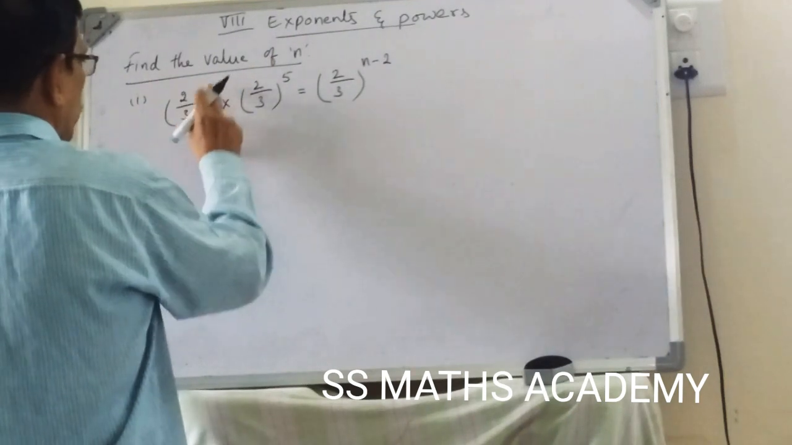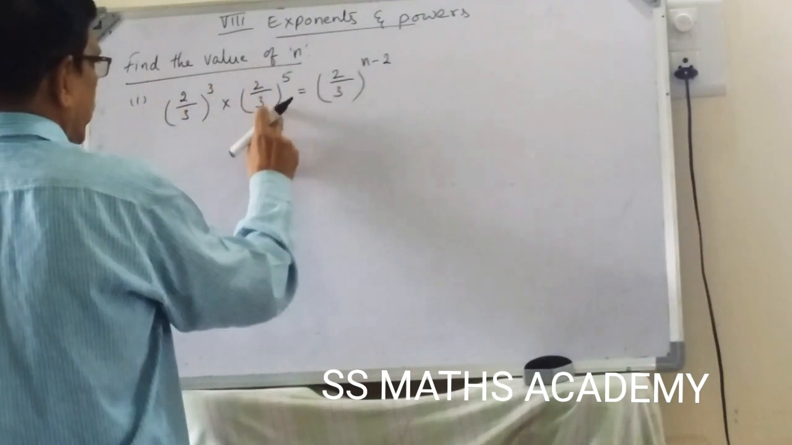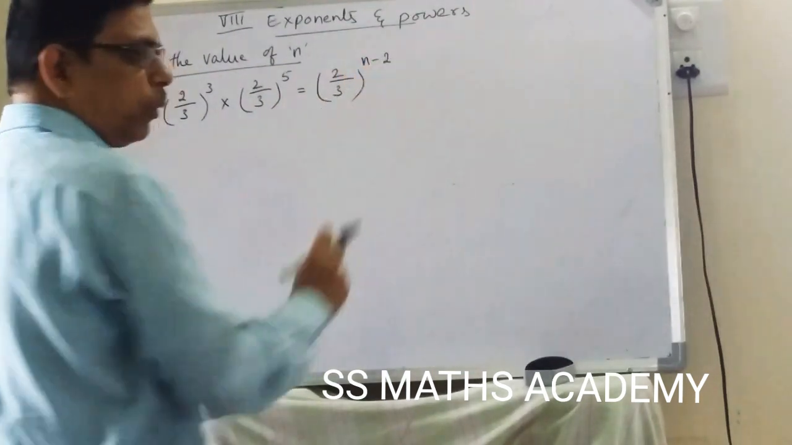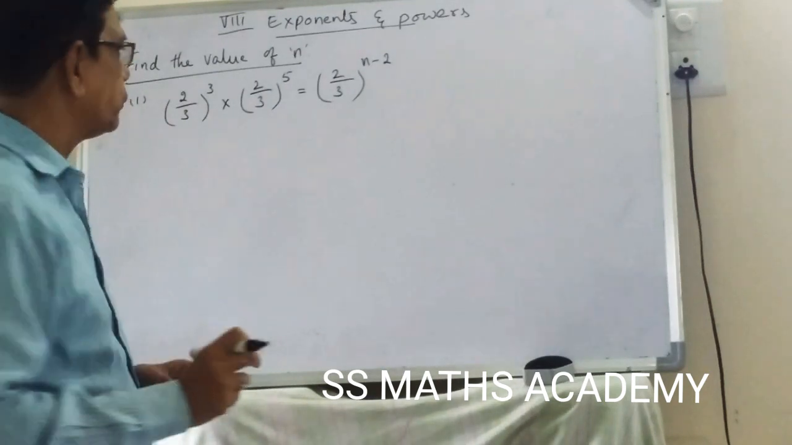Now, find the value of n. (2/3)^3 × (2/3)^5 = (2/3)^(n-2).